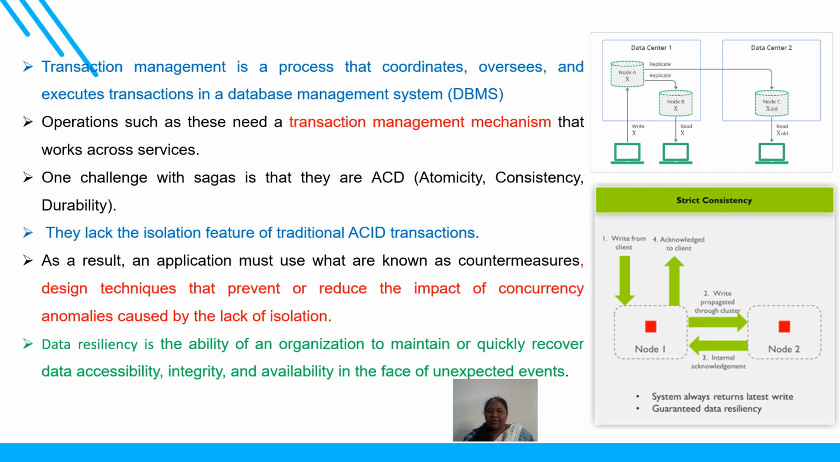So why that order is rejected or accepted, you have to find out and quickly recover from this kind of problem with the help of data resiliency. So what is data resiliency? It's the ability of an organization to maintain or quickly recover the data accessibility, integrity, and availability in the face of unexpected events. Maybe because of a natural disaster the data center is not updated, but the backup will be there. So what transaction made by the customer should be rolled back, you have to recover and satisfy the customer with the help of this.